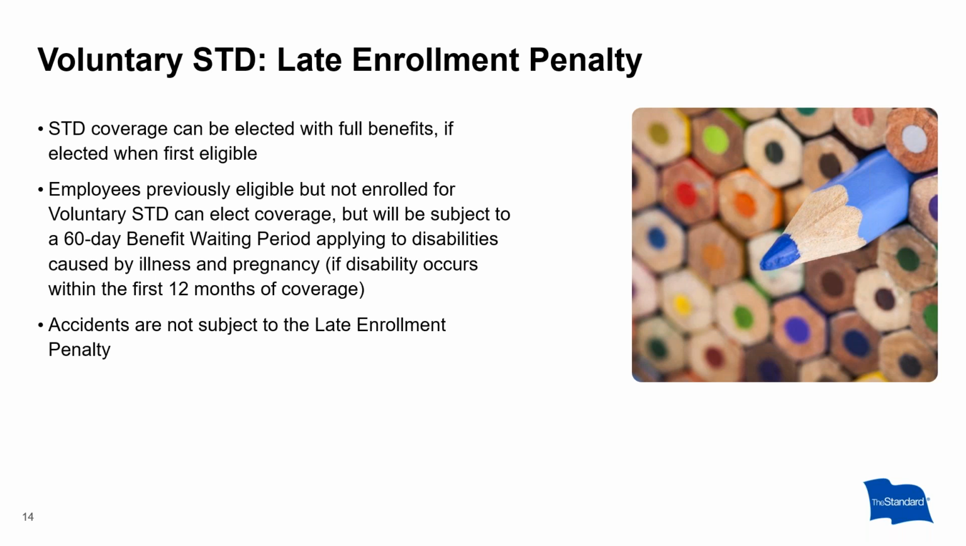With short-term disability, because it's voluntary, you can elect it at any time. If you had the option to elect it previously but did not, there is a late enrollment penalty. So if you elect short-term disability now and you had the option to elect it last year but you chose not to, should you have to file a claim within the first 12 months because of an illness or pregnancy, your benefit waiting period, instead of being 7 days, is 60 days. However, if you became disabled from an accident, this late enrollment penalty does not apply.